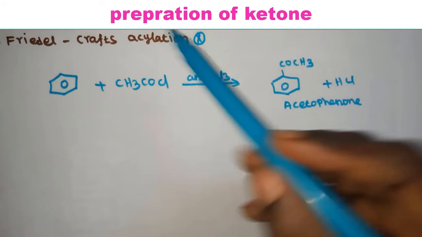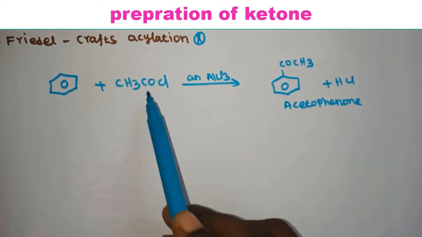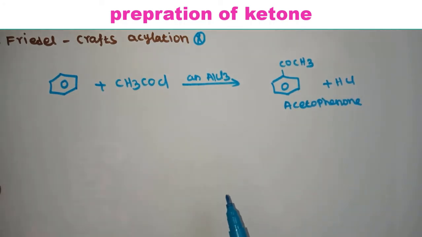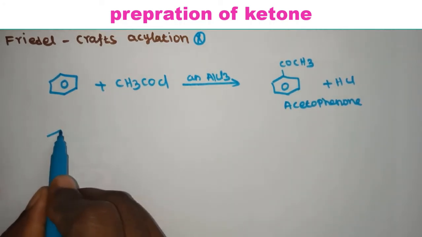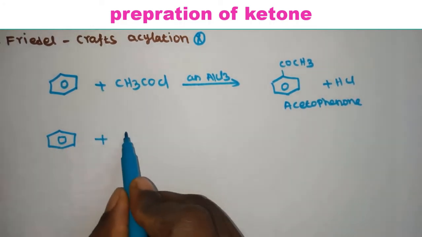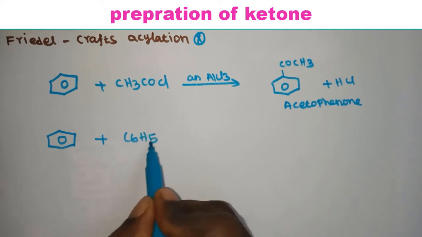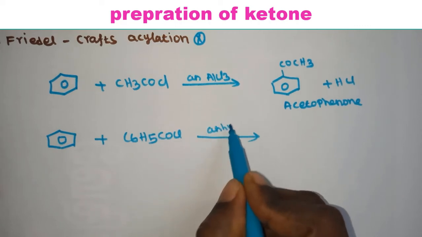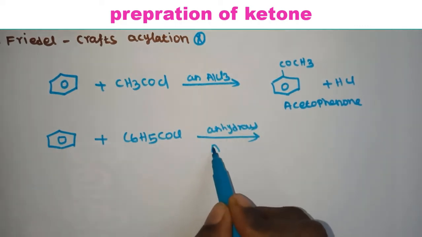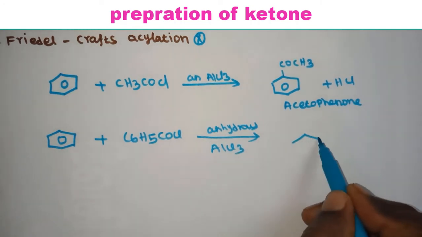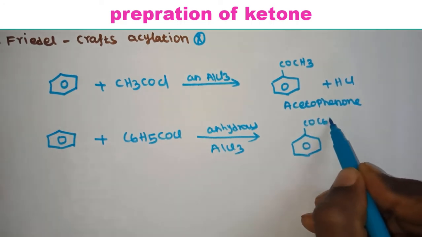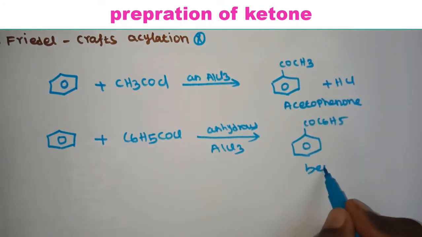Preparation of ketone, first method, Friedel-Crafts acylation. Benzene reacts with acetyl chloride in the presence of anhydrous AlCl3 to form acetophenone. Second example: benzene reacts with benzoyl chloride, C6H5COCl, in the presence of anhydrous AlCl3 to form benzophenone. Benzophenone is one of the ketones.